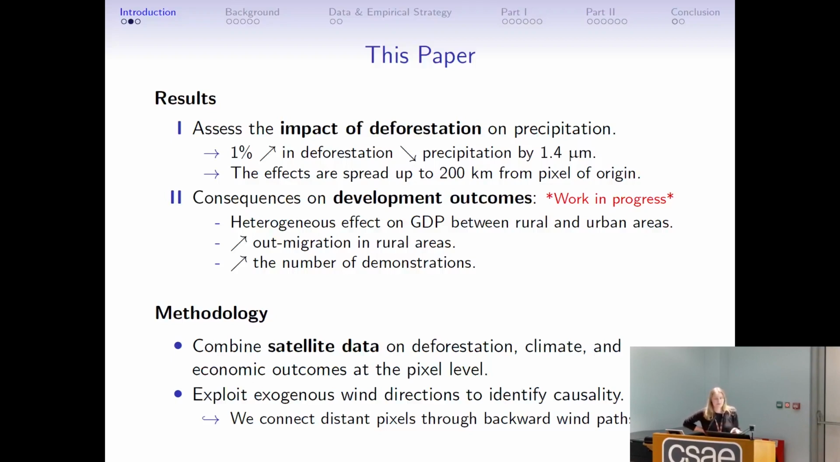With regard to the methodology, as we face endogeneity issues, we will combine first satellite data on deforestation, climate, and economic outcomes at the pixel level. So we'll work at different levels of resolution. And we will exploit the exogenous wind directions to identify causality. So we will connect distant pixels together on the grid through that backward wind path.